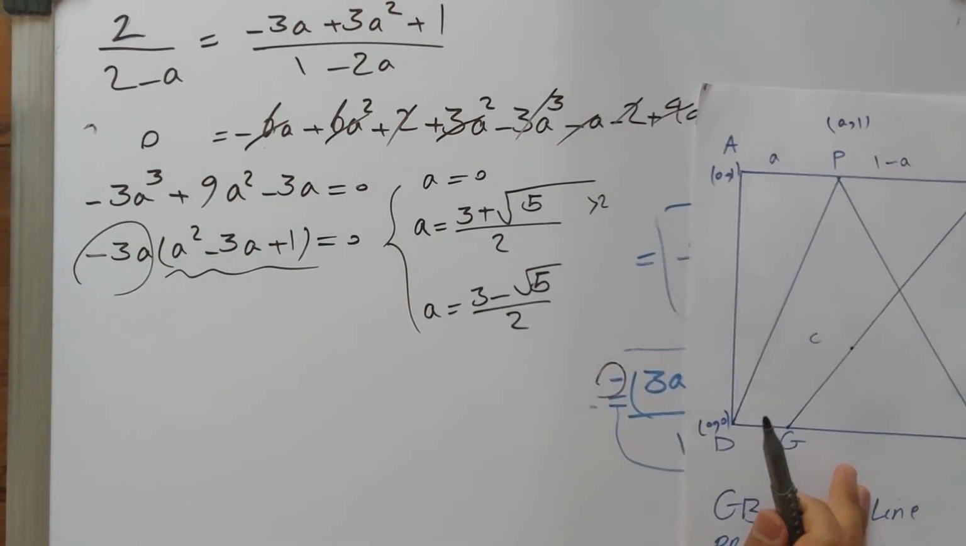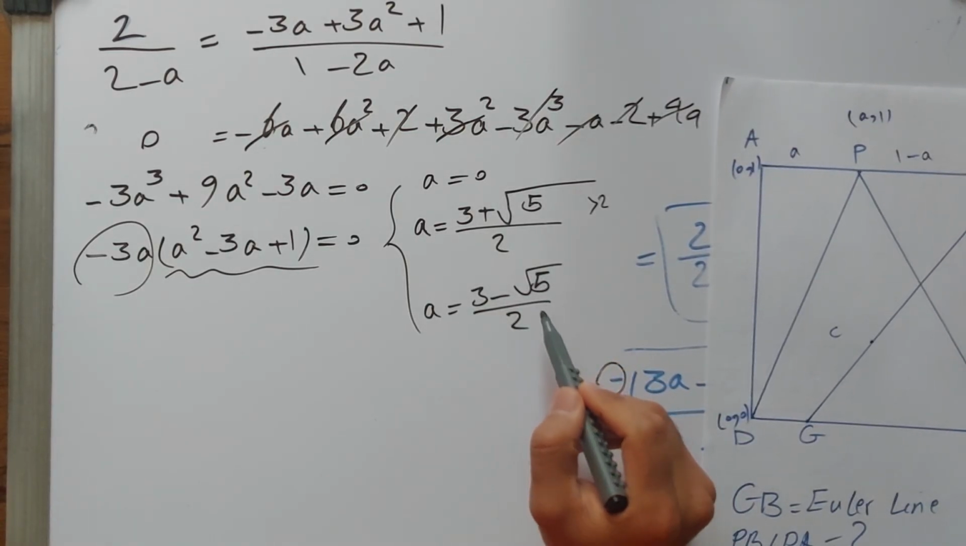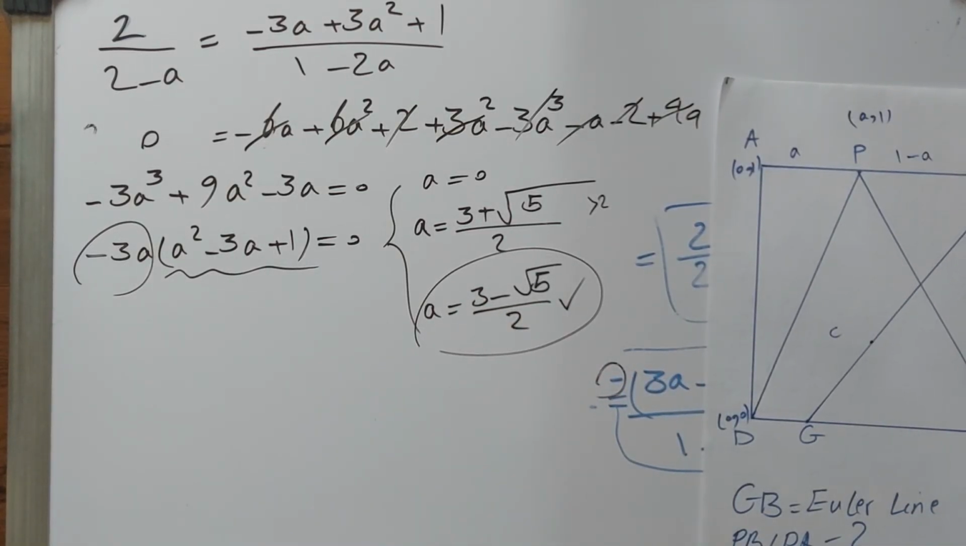So let's check this one. So 3 minus square root of 5 over 2, it's just 1. So it makes sense. It is correct. It is positive, and it is less than 1. So I think that's it.